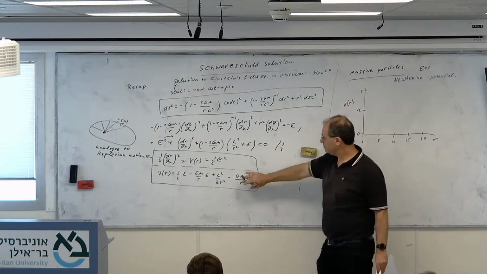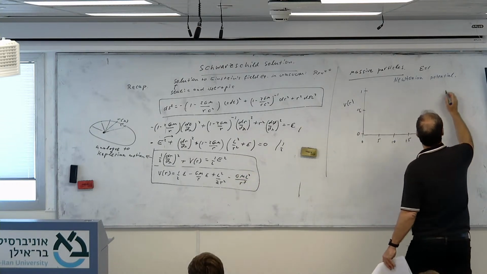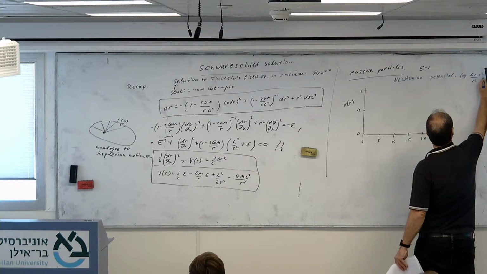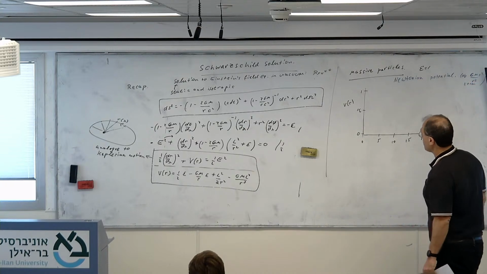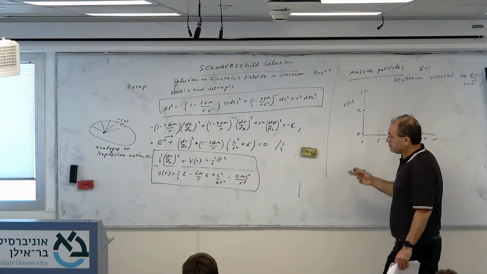Newtonian means I don't care about this term. Okay? So no, GM squared over R cubed. Okay. So we can simply draw it, right?